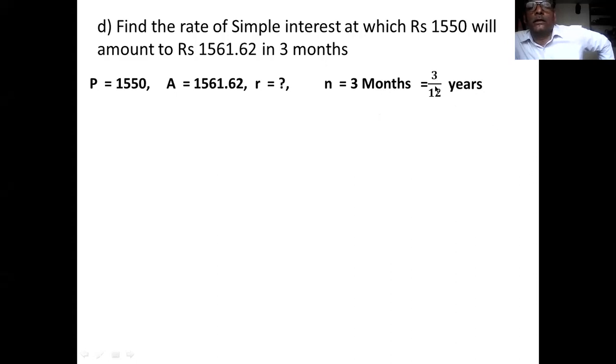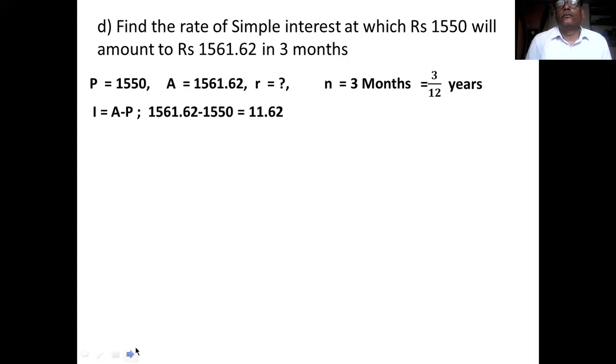You can write it as 3 by 12 years, or you write it in fraction. 0.25, 0.75 or 25? 0.25, okay. Clear? Then what is the interest? Interest is equal to amount minus principal, A minus P. A means amount, P means principal. Interest is equal to A minus P.